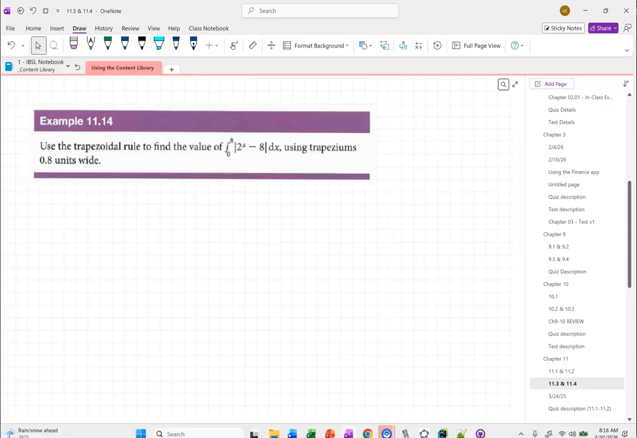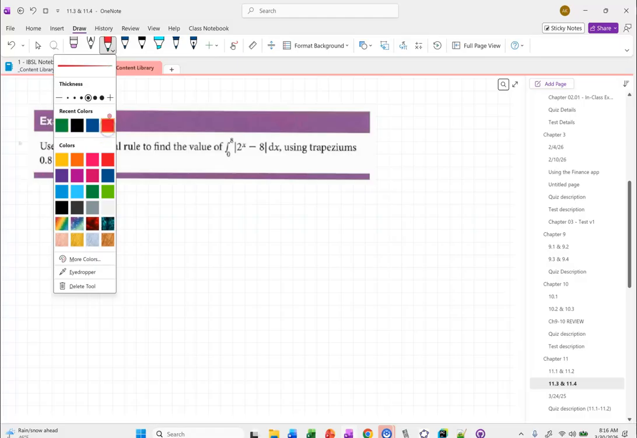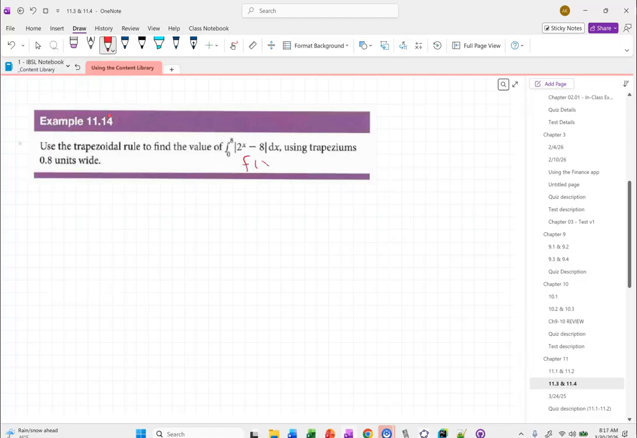So it says here, use the trapezoid rule to find the value of the integral from 0 to 8 of the absolute value of 2 to the x minus 8 dx, using trapezium that are 0.8 units wide. For my notation, I'm just going to refer to this absolute value function as f of x.